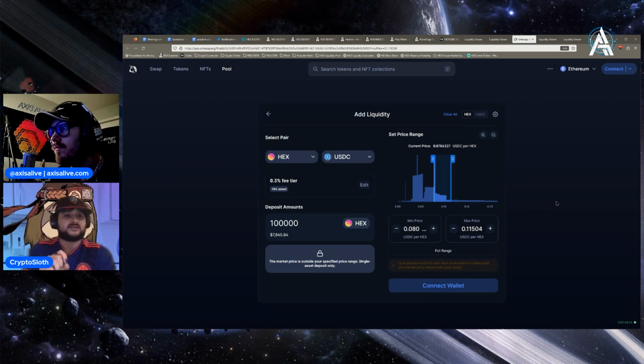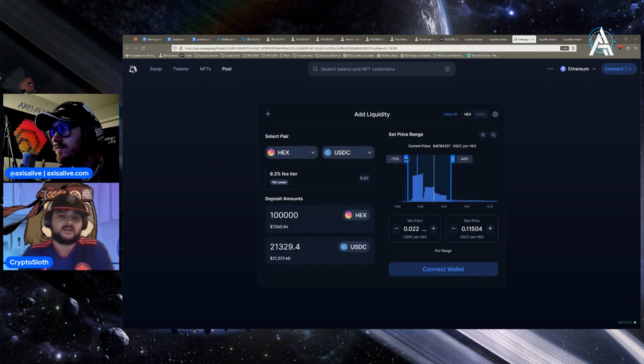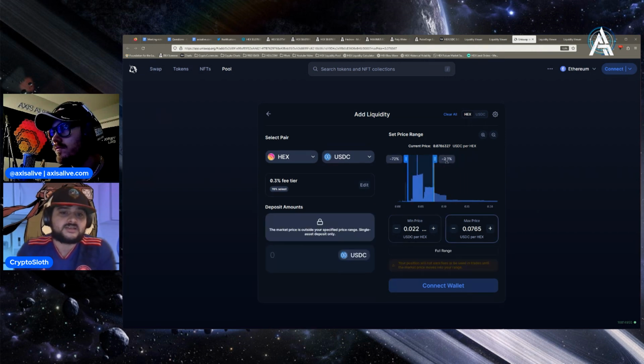But because the price isn't in the range you set, you can provide 100% HEX on that side and wait for price to be bought into that range. Then you're going to be earning fees and trading your HEX into USD as people buy your coins and give you that USDC. And the same works in the opposite direction. So if you pull the bands completely to the left, you'll notice that the HEX will go away, and now you only have USDC.